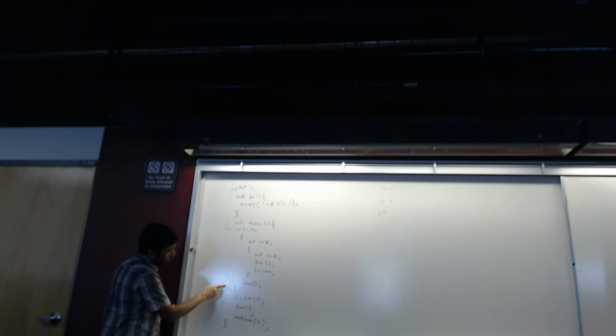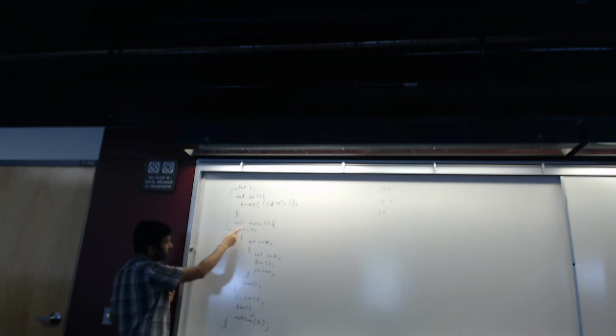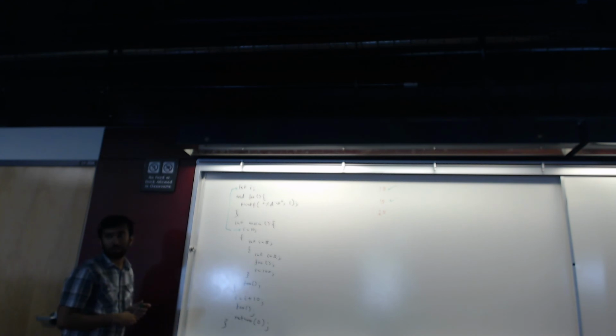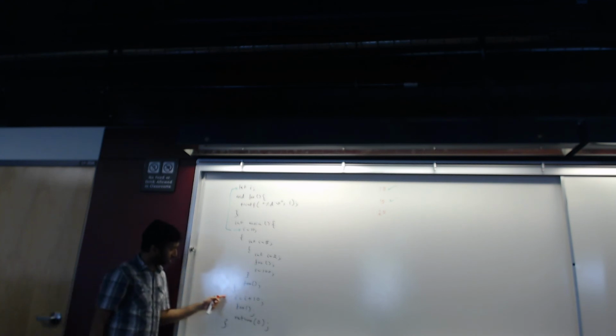Now you come out of this one, so that I is gone. You are updating this I. Which I is this? The global I, right? Because here in main, this is the main scope. You haven't defined I, so if you don't define I, it goes back to the global. So now this I becomes 20.